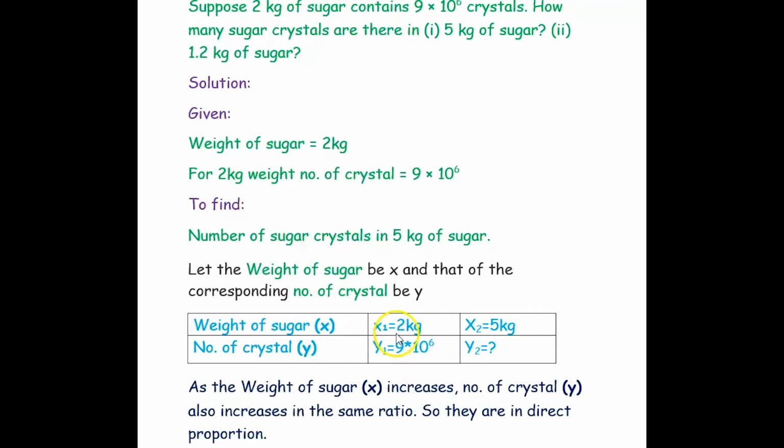Let us take that as x1 and y1. So next, what is given? For 5 kg of sugar, let's take that as x2. We want to find the number of crystals present in that, so we'll take that as y2.